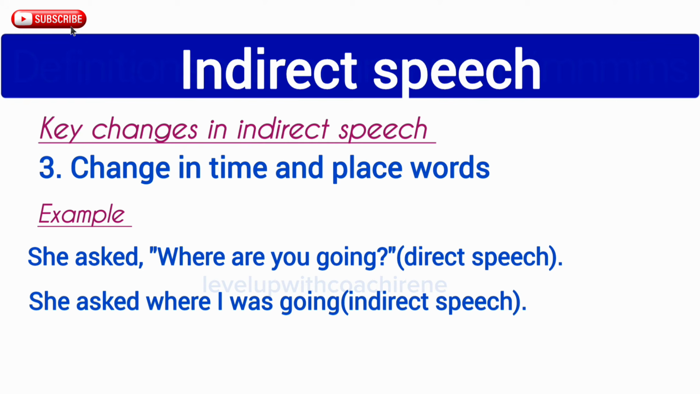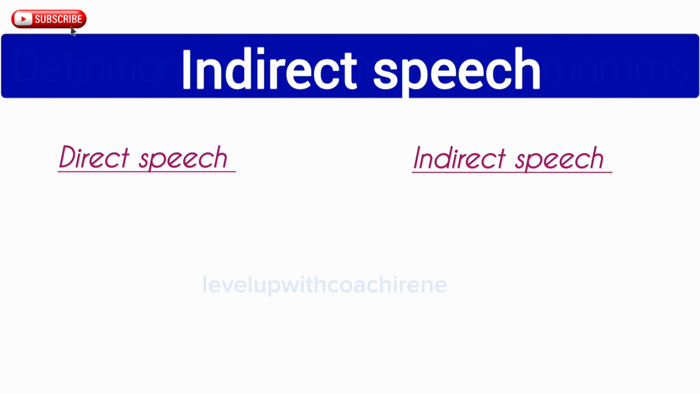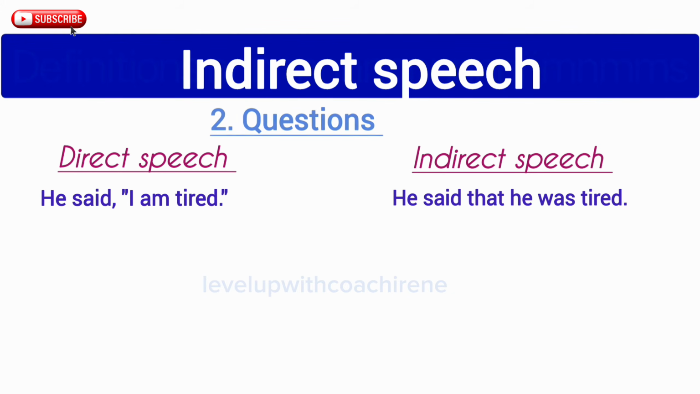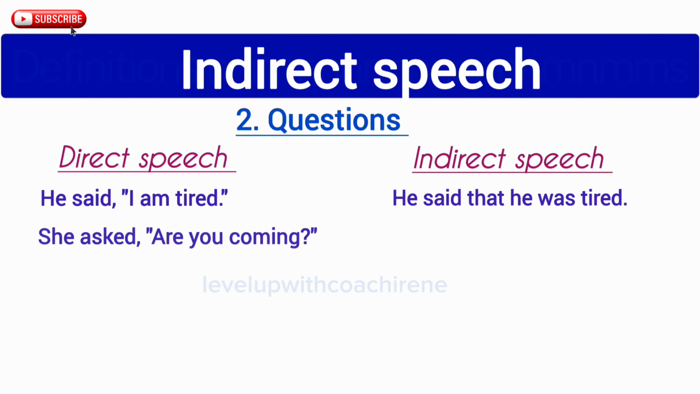Let us look at changes in different types of sentences with regards to direct speech and indirect speech. For statement, we have, he said, "I am tired." For indirect speech, he said that he was tired. For questions, she asked, "Are you coming?" For indirect speech, we have, she asked if I was coming.